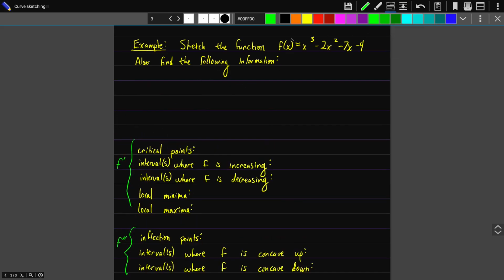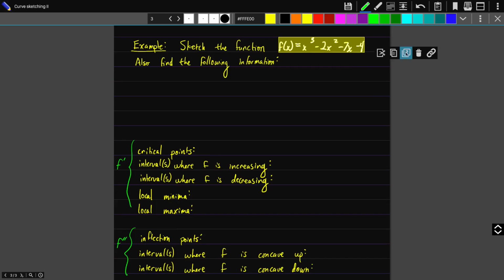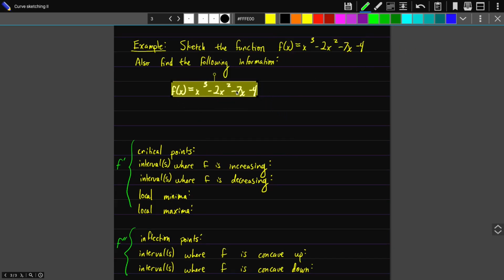Here's my function. And from this function, it's pretty easy to compute the first and second derivative. It's just the power rule, because this function is just a polynomial. So I've got 3x squared minus 4x minus 7. And I can factor that, and actually I'm going to want to factor that, so I'll do that in a second. But before I do that, let's go ahead and compute the second derivative. So that's going to be 6x minus 4.